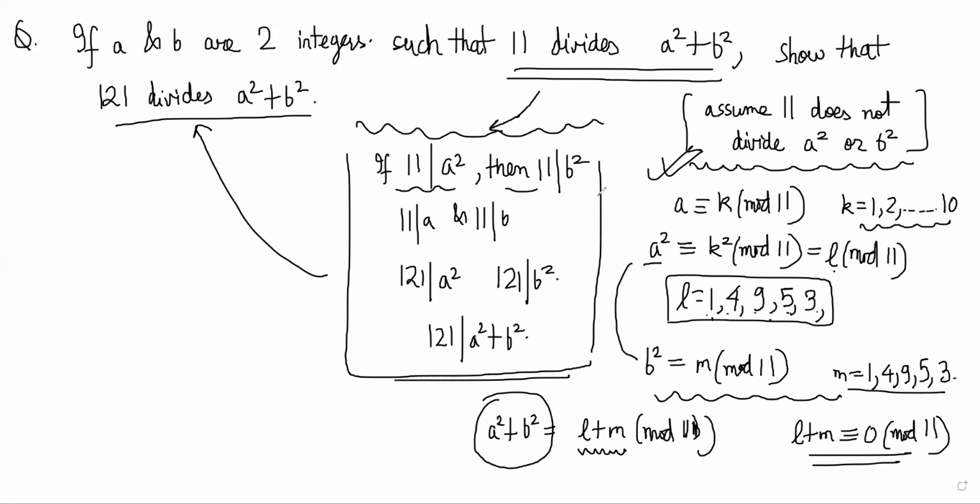So basically what we did here was just try it out. Since we are assuming that 11 is not dividing A, we took some K mod 11, tried it out and saw what happened. There's no tricky or clever way to do it. It's just a little bit of work you'll have to do and see.